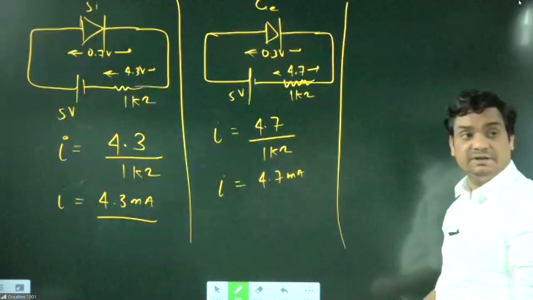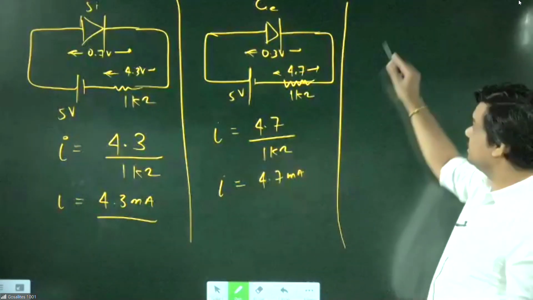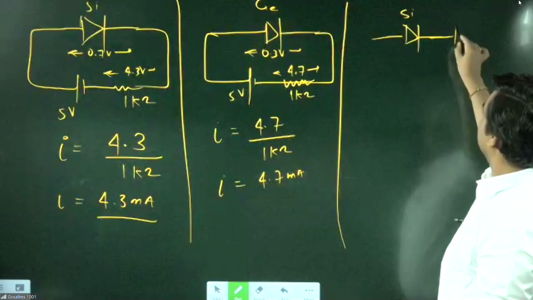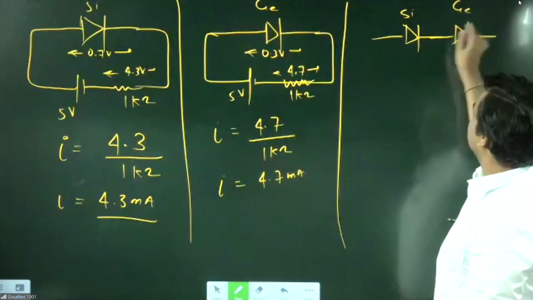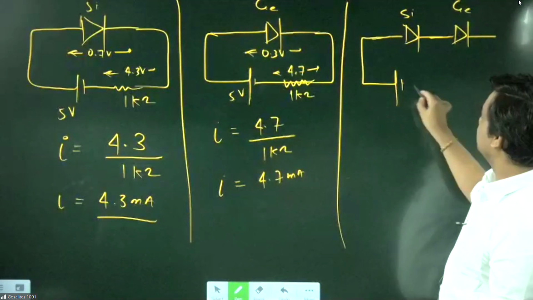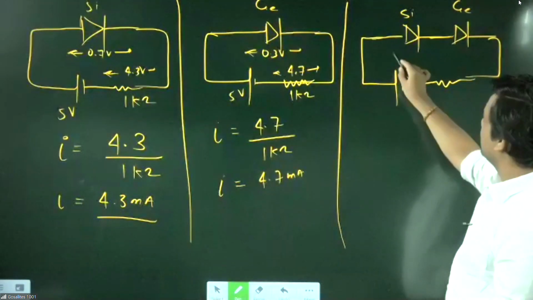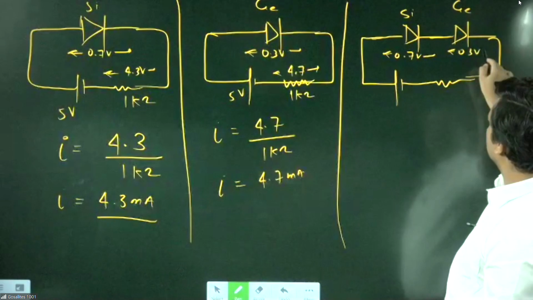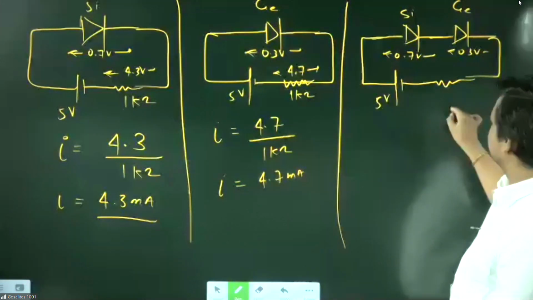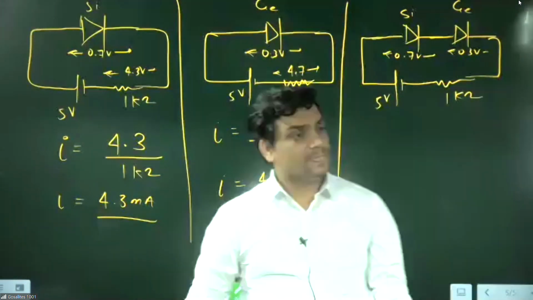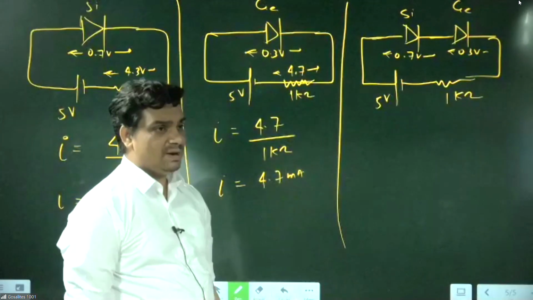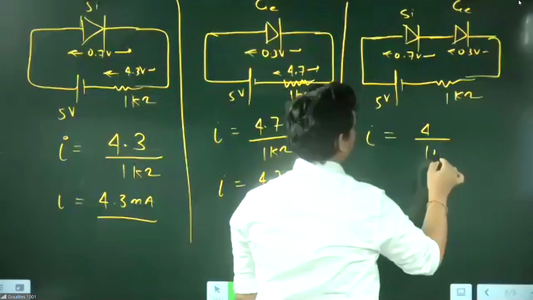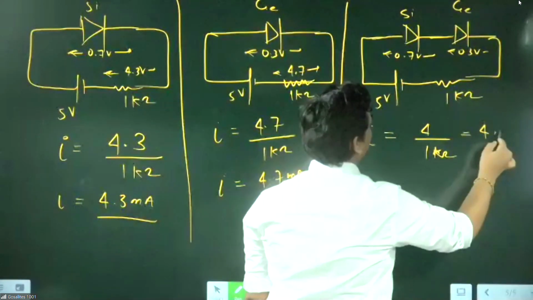Suppose both are given together. If both are given together, it means we have silicon and germanium both together. If both are together, then what happens? Here how much loss? 0.7 volt. Here how much loss? 0.3 volt. So how much will be left in this one? We can say 1 will be gone, so 4 will be left. So I will be equal to 4 by 1 kilo ohm, so it becomes 4 milliampere.